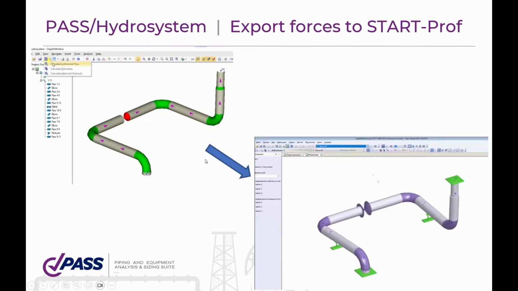bends, etc. Why do we need to do this? Because we can then export them to another software called StartProf for piping stress analysis. So you calculate these forces and loads in HYDROSYSTEM, you can then export them to StartProf, and in StartProf you perform stress analysis using these loads. And StartProf will tell you, is it okay for your piping system or not? Will it be moved too much, or are these allowable movements, or something like this?